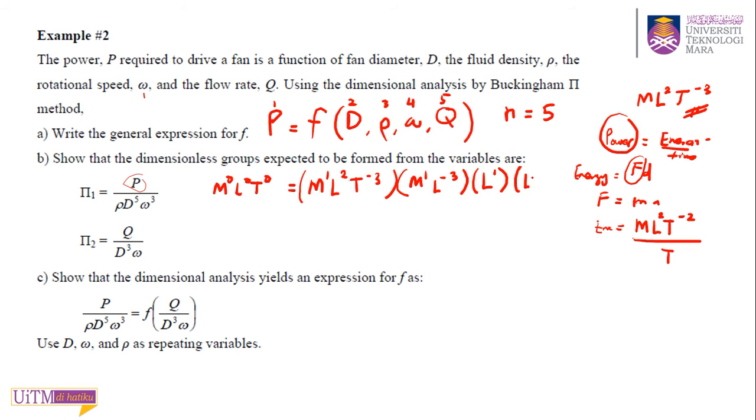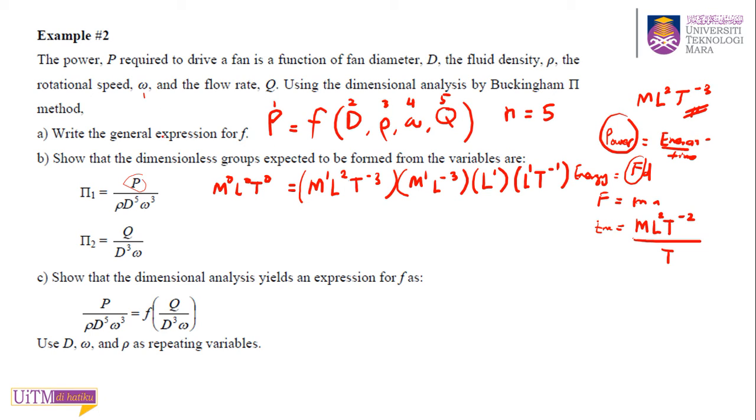Speed is L T minus 1, L1 T minus 1. Okay, so that is for rho, the diameter, and the rotational speed. Now we need to prove that this pi 1 is equal to P over rho D to the power 5 omega to the power 3. So we need to prove that.